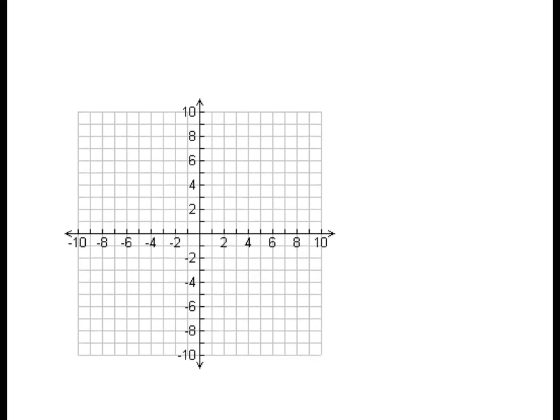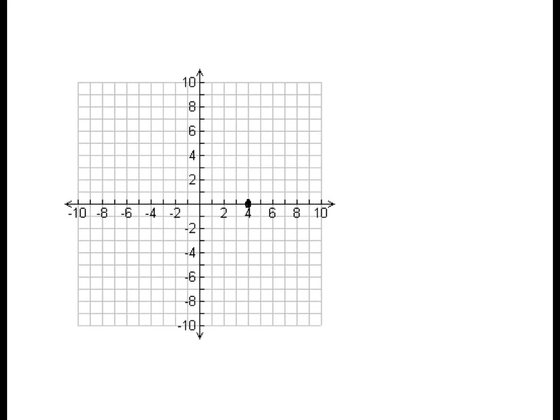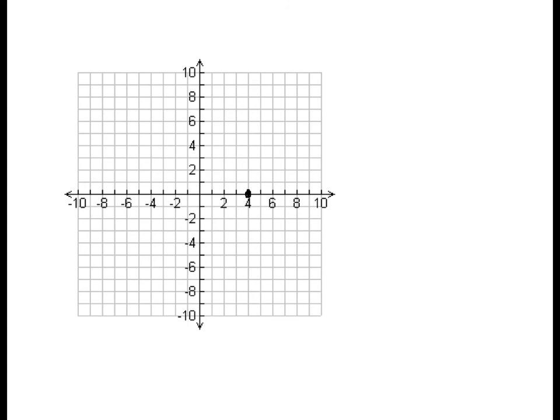Now we are going to plot the points. The x-intercept is 4, which is this point. The y-intercept is negative 3, which is this point. We have 2 points, so we draw the line going through these 2 points.